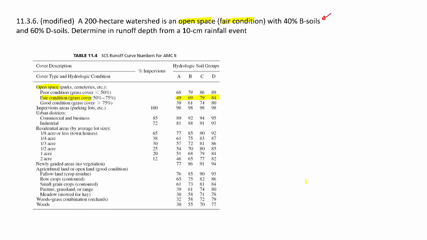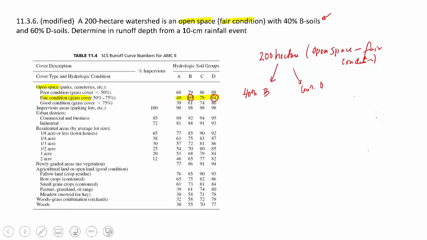40% are B soils, so then we have here B soils and D soils. Okay, so then we have 200 hectares, and of course it's open space and fair condition, so this is important. 40% are B soils and 60% are D soils. So important is that we can do this in two ways.